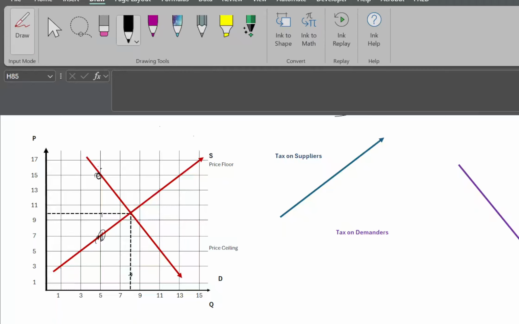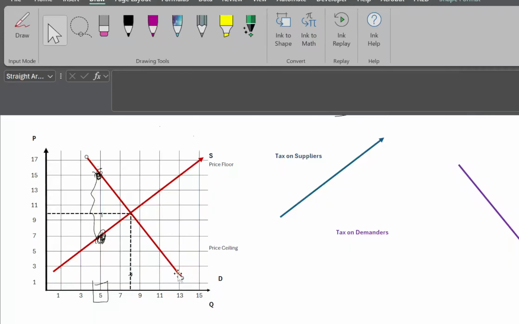That's the agreement. That's where demanders are willing to pay and suppliers are willing to receive. That difference must be the tax. So it doesn't matter if you tax suppliers or demanders, you are always at the same point. And it doesn't matter who you tax, the buyers will pay the same amount of the tax, and sellers will pay the same amount of tax. What does it depend on? It depends on the shape of the curve.